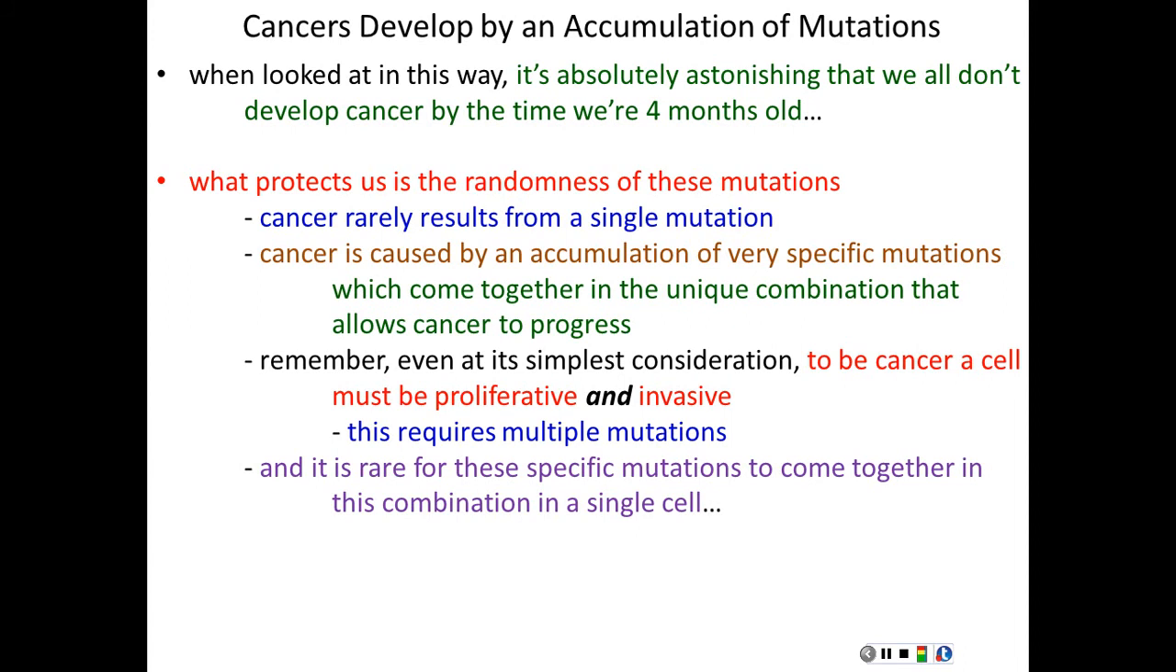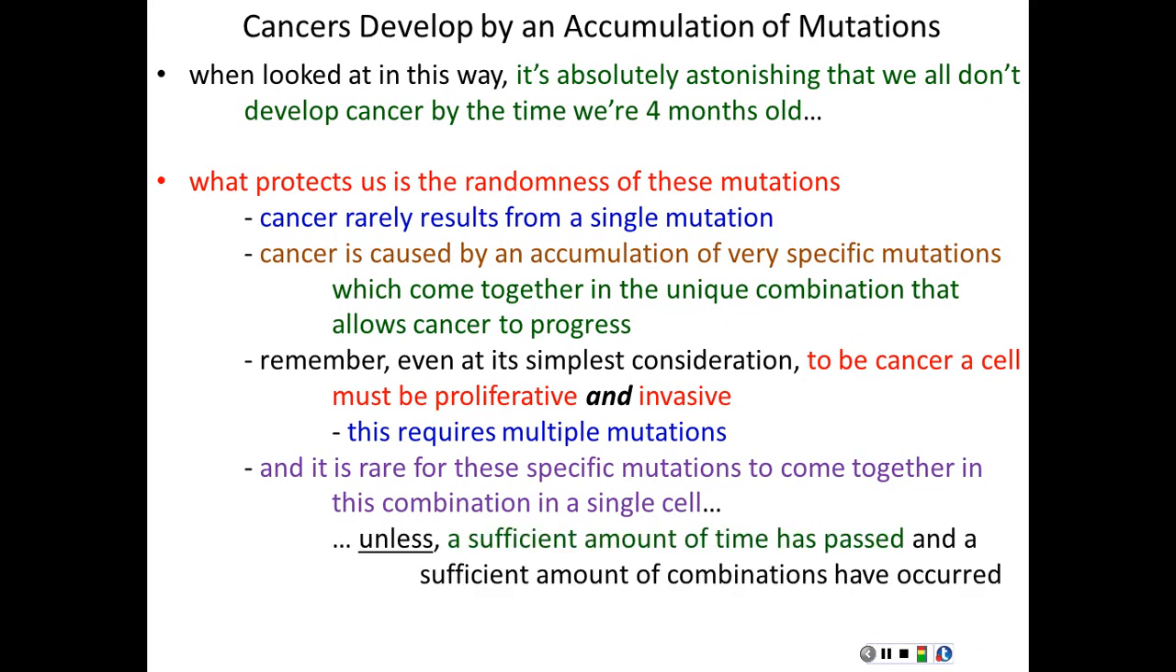The randomness of mutations means that these specific combinations of mutations rarely come together in a single cell, and so a single cell rarely mutates to become cancer. Unless you've given enough time for those mutations to accumulate. If a sufficient amount of time has passed, and a sufficient amount of combinations of mutations has occurred, then you begin to get the possibility for cancer to occur. It's like saying, well, having a cell go cancerous is like playing the lottery. It's very rare and very unlikely to get that specific combination of numbers together on a lottery ticket to win.